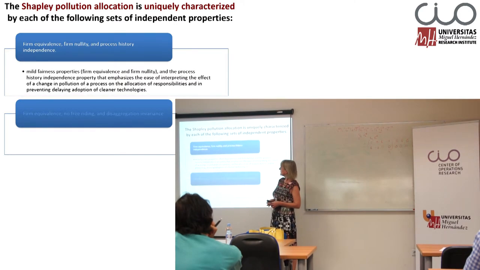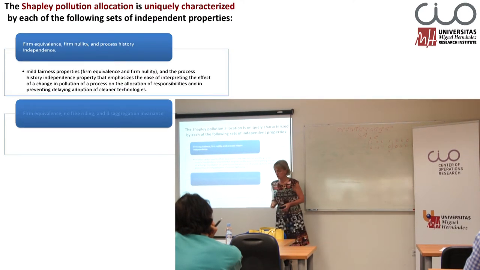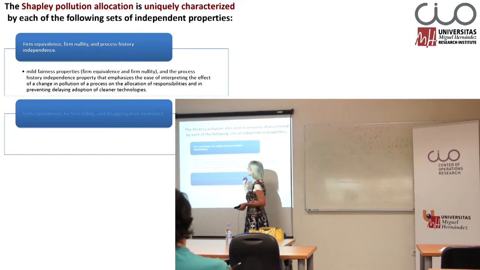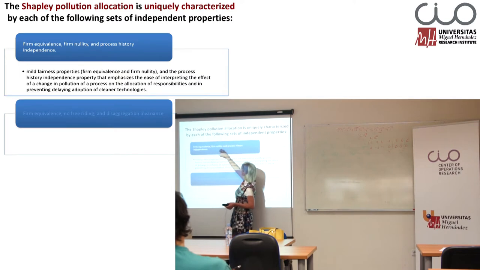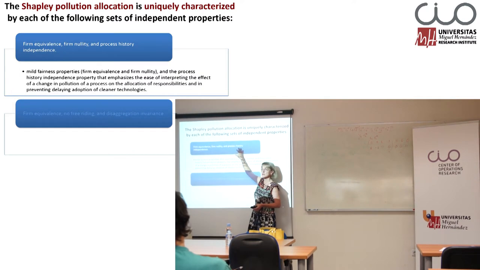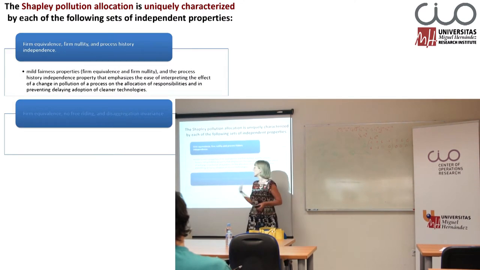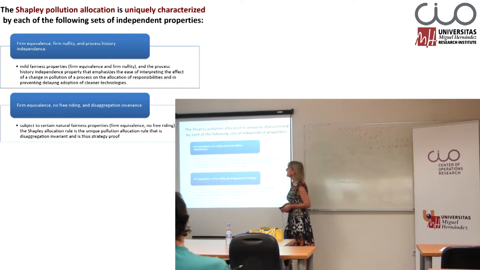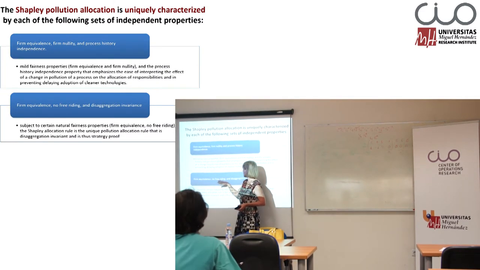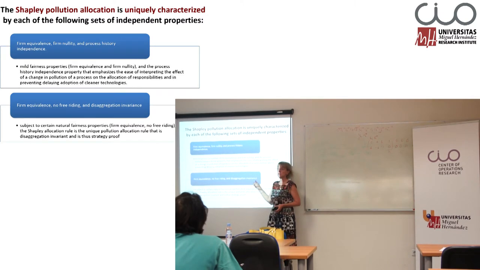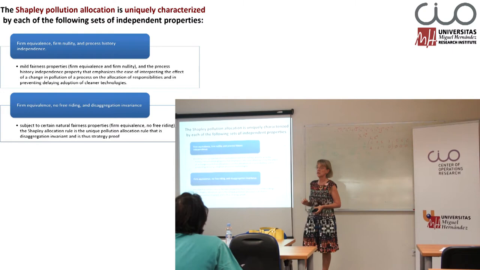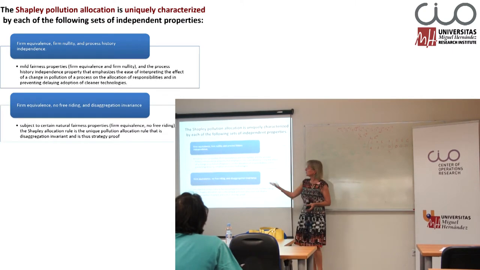And so what we found is that if we try to find allocation rules that meet these criteria, the Shapley value is the only one that at the same time achieves firm equivalence, firm nullity, and process history independence. So it is the one that will actually encourage the companies to invest as early as possible and have some fairness property. And also, it's the only one that has firm equivalence, no free riding, and disaggregation invariance. So it's disincentivizing gaming in the system. So again, here we looked from a different approach.